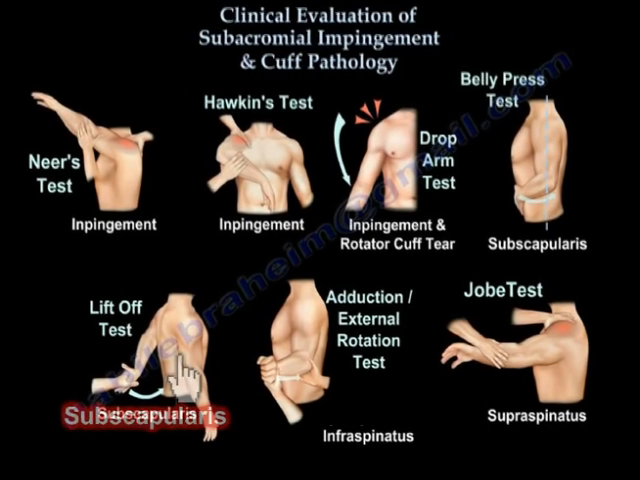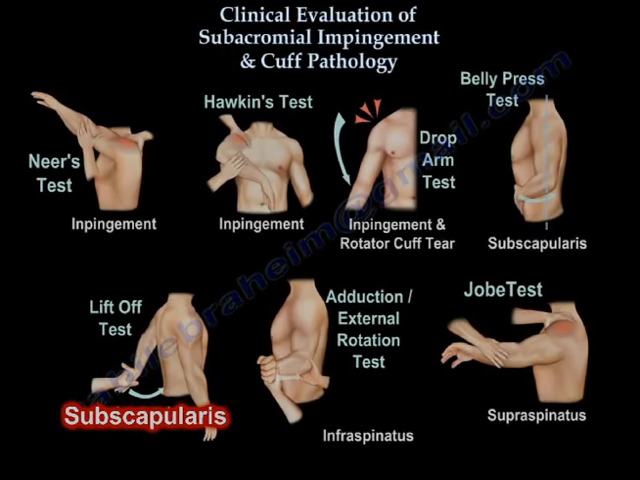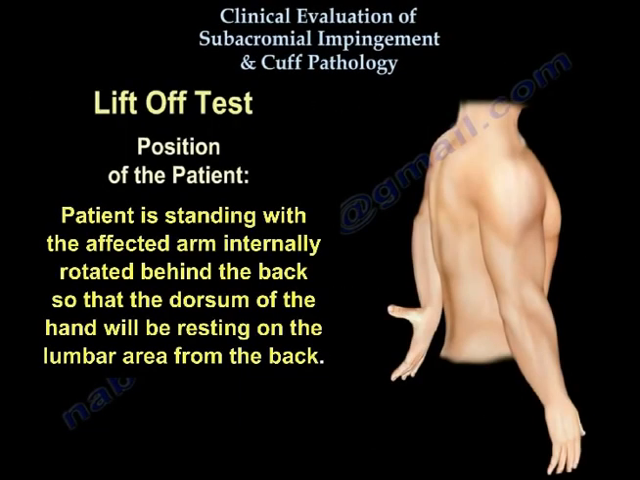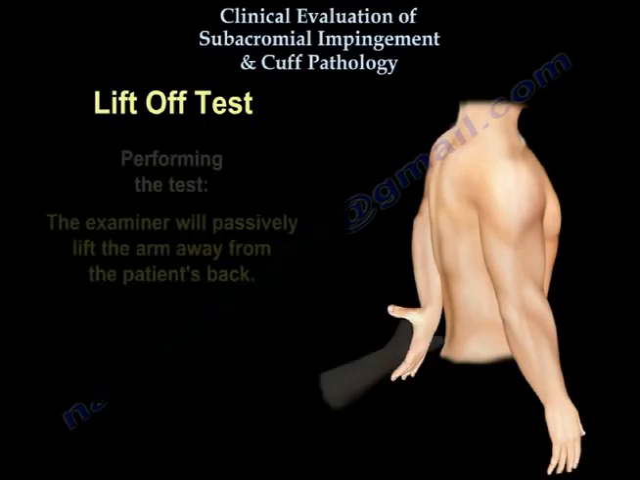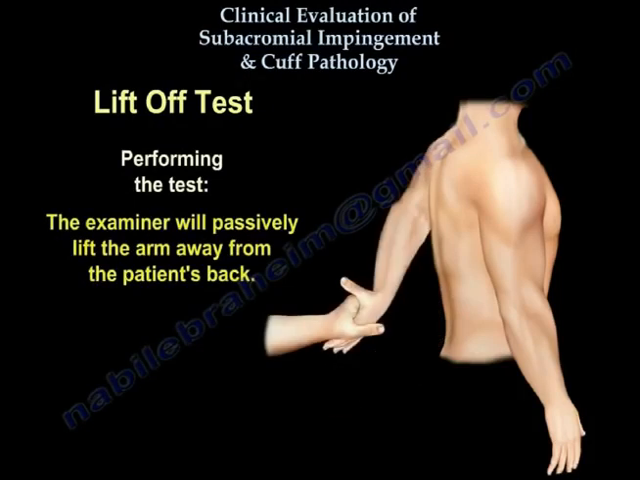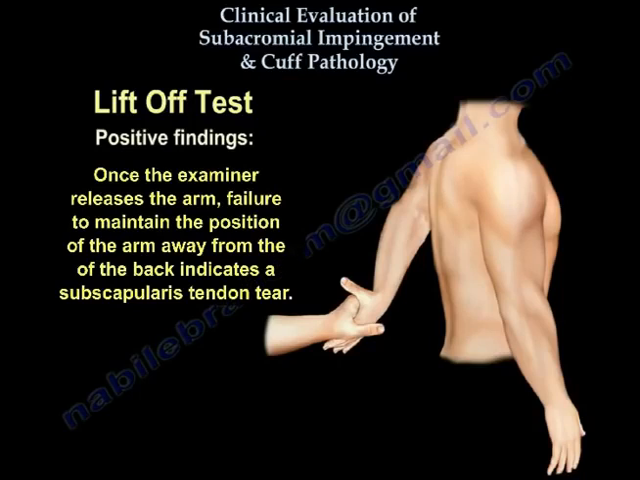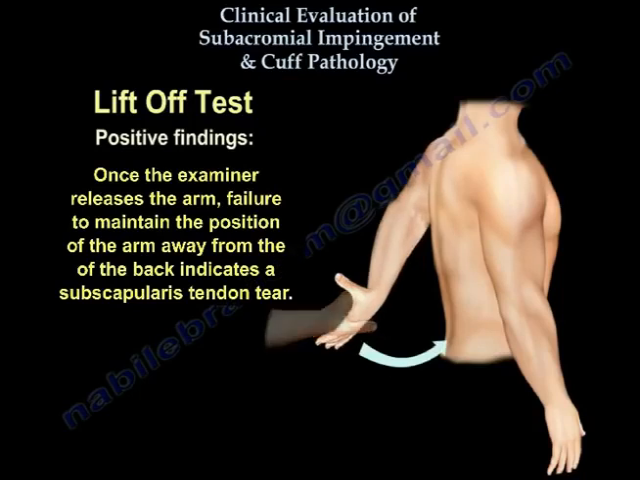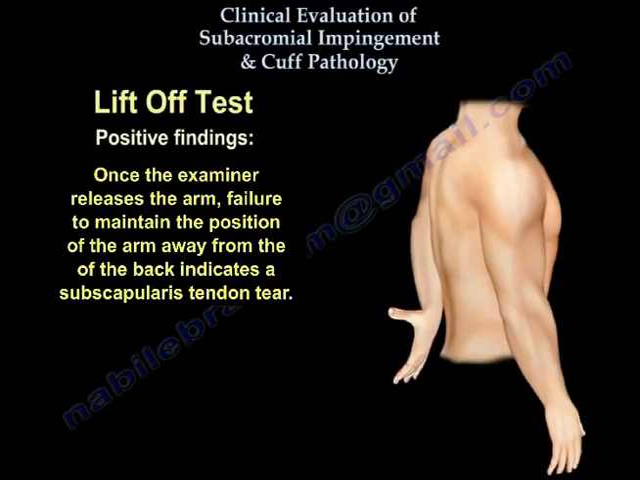Lift-off test for subscapularis integrity. Position of the patient. The patient is standing with the affected arm internally rotated behind the back so that the dorsum of the hand will be resting on the lumbar area of the back. The examiner will passively lift the arm away from the patient's back. Positive findings: once the examiner releases the arm, failure to maintain the position of the arm away from the back indicates subscapularis tendon tear.